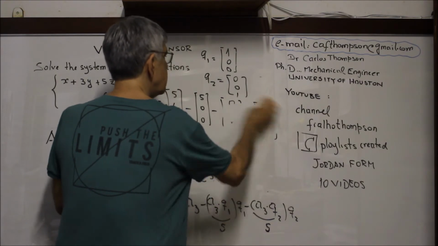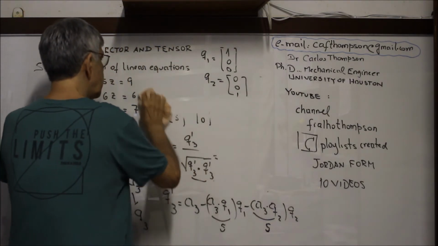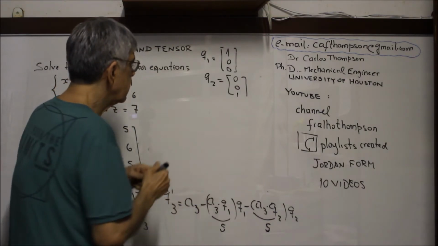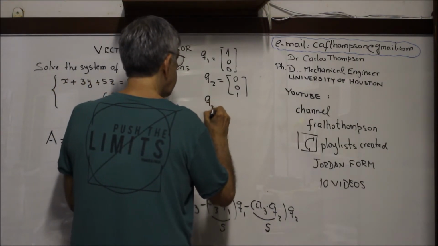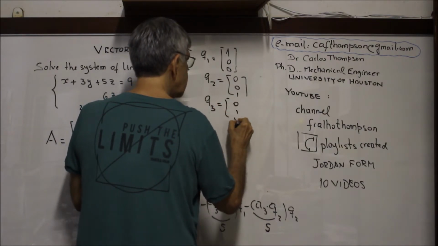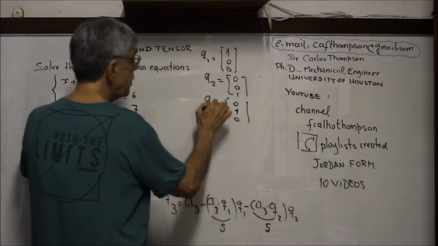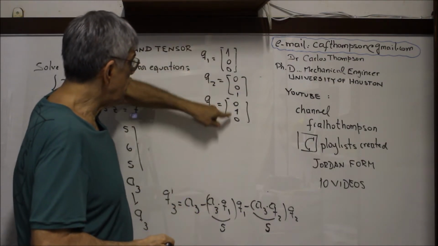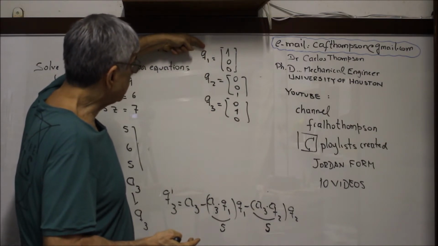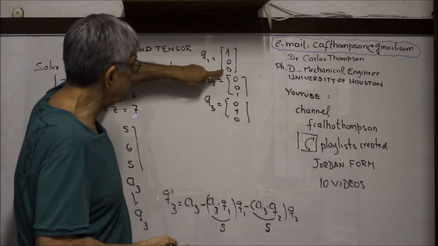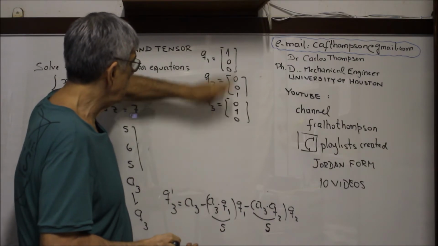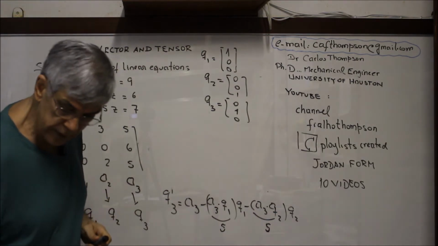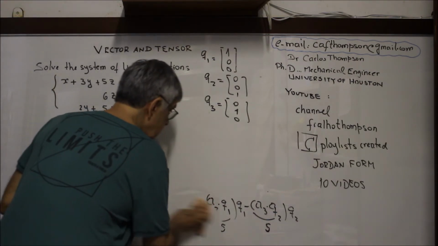Q3 is 0, 1, 0. You can see that they are orthonormal. You see? The magnitude is 1. So the dot product Q1, Q2 will be 0, okay, because this 0 here reaches this one here, and vice versa. So they are orthonormal bases. Now, let's see.